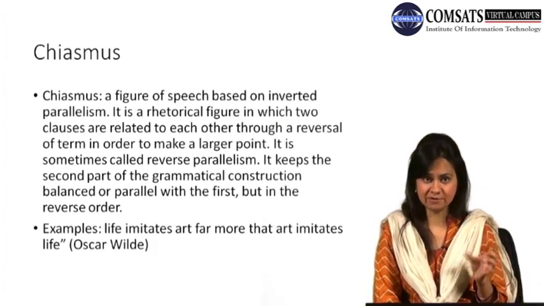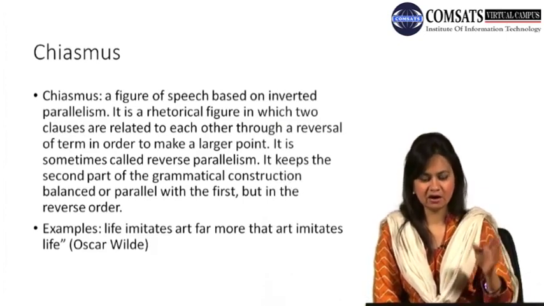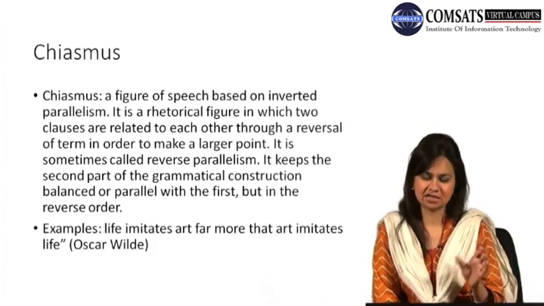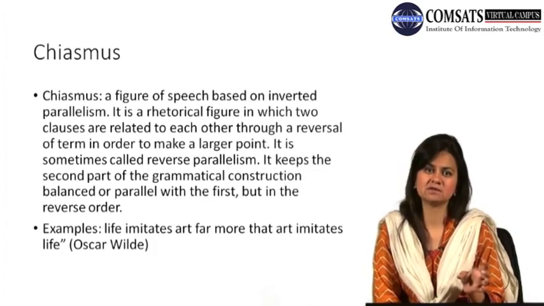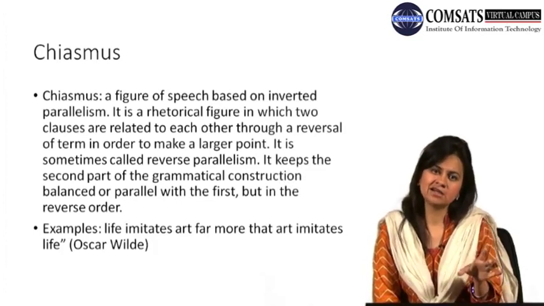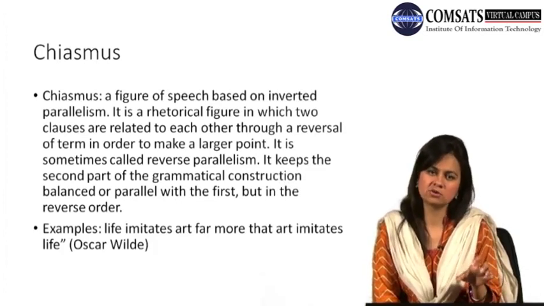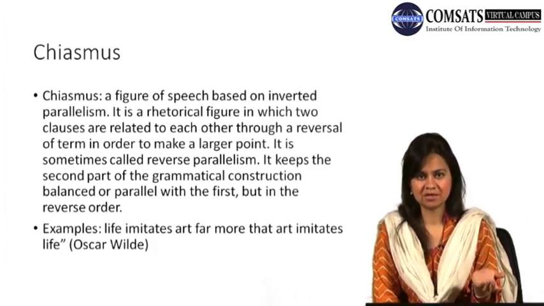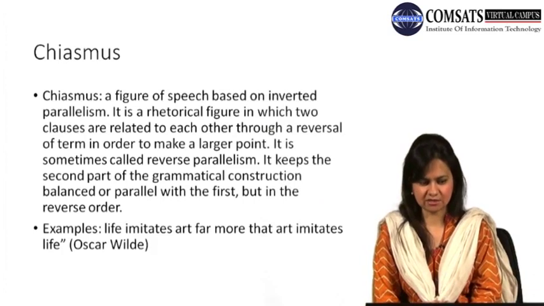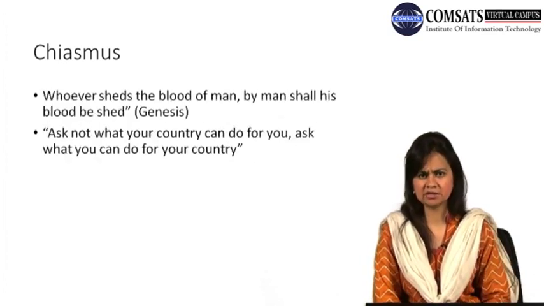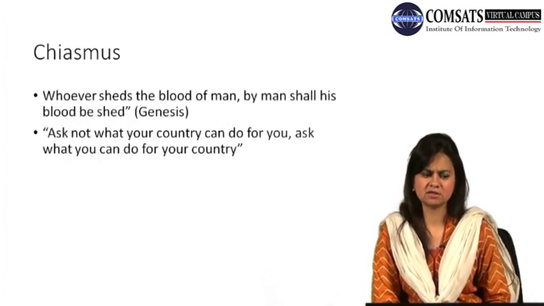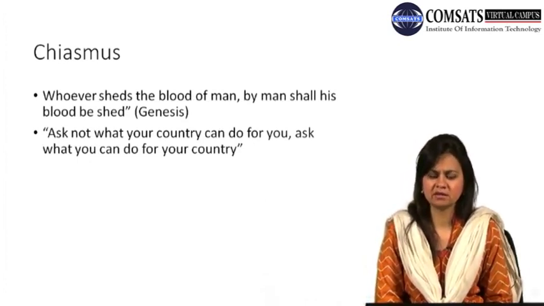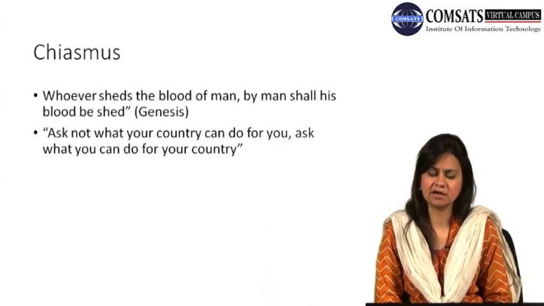Now, life imitates art, and then art imitates life, is the inversion of what has been said in the first chunk. So this is chiasmus, where the idea expressed in the first clause or part of a statement or sentence is reversed or is inverted in the second. Look at a few more examples of chiasmus, where we see, whoever sheds the blood of man, by man shall his blood be shed.